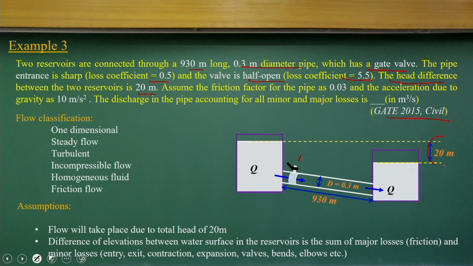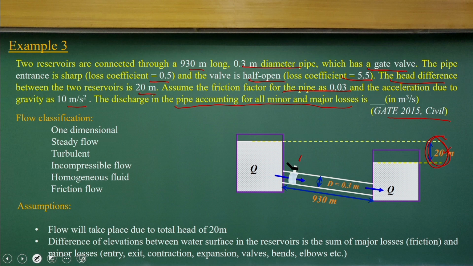Again, same problem. Assuming the friction factor is given, and the acceleration due to gravity is approximated here, you have to find the discharge accounting for all the major and minor losses. This is exactly the type of problem we discussed, nothing else. Here we have major losses and minor losses. All these losses are equated to the total energy loss, which will be 20 meters. The f is given, and the K values are given.